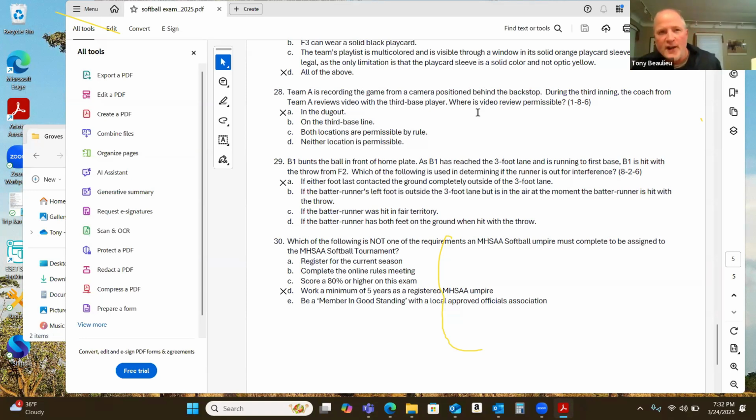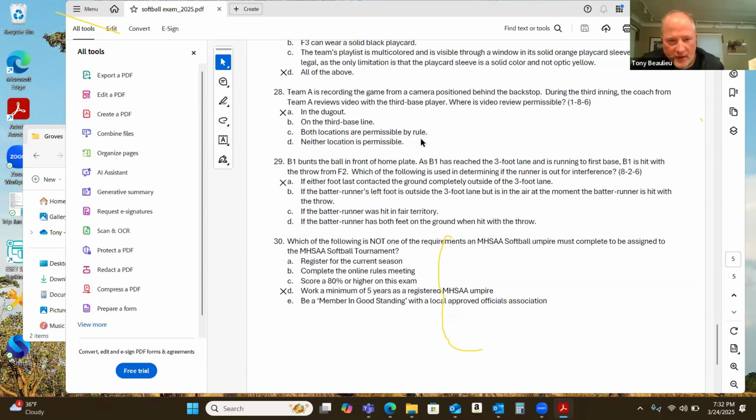where the last foot has to be inside of that running lane. If the foot that last hit the ground is outside of that running lane, and they're struck by the throw, then they're out for interference. So the answer is A: if either foot last contacted the ground completely outside of the 3-foot lane, then because the catcher has a right to get that ball to first base, the runner would be out.